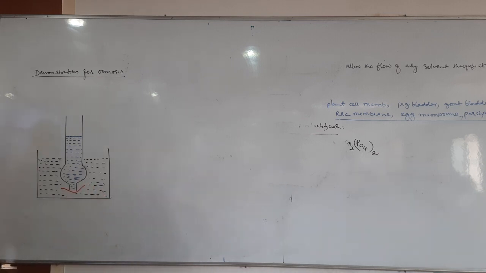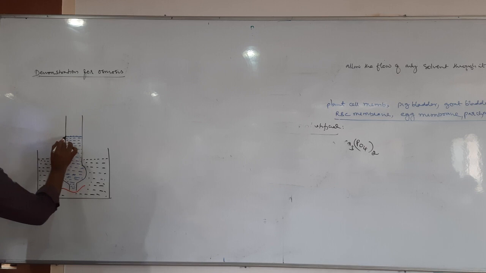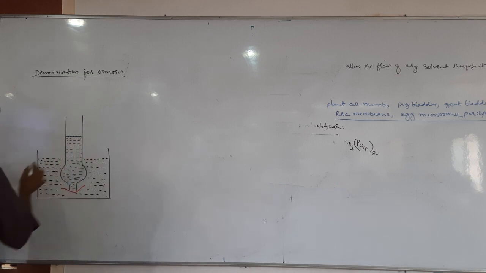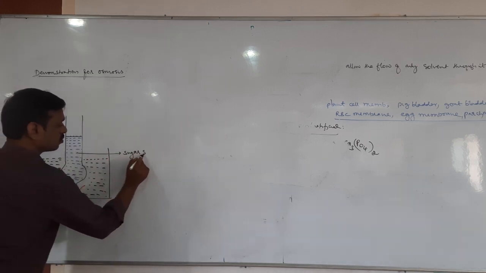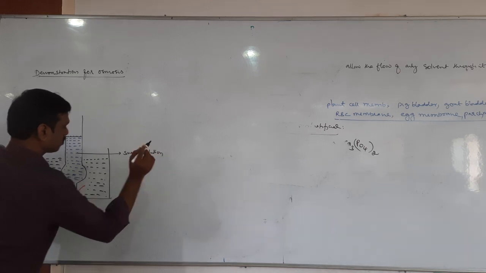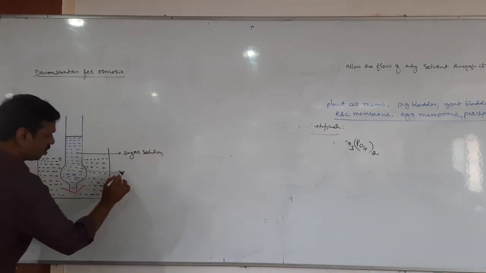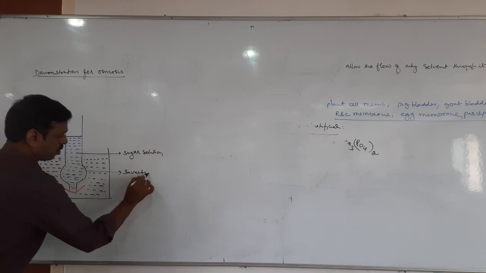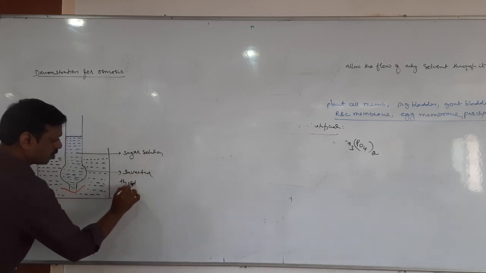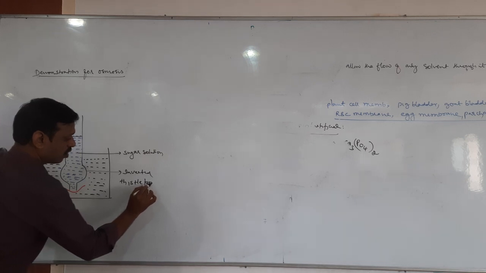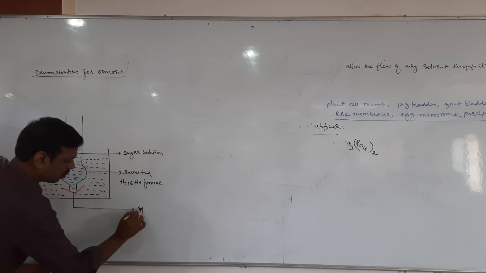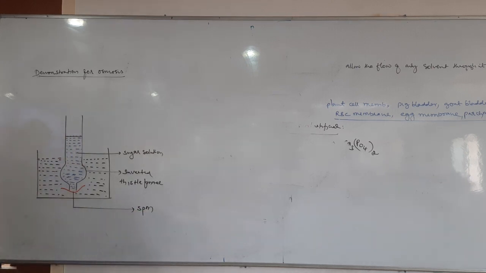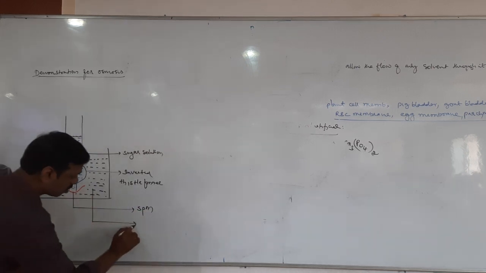Okay. Now in the beginning, this is the level of sugar solution. And this is an inverted thistle funnel, and this is what? Semi-permeable membrane, and this beaker containing water.